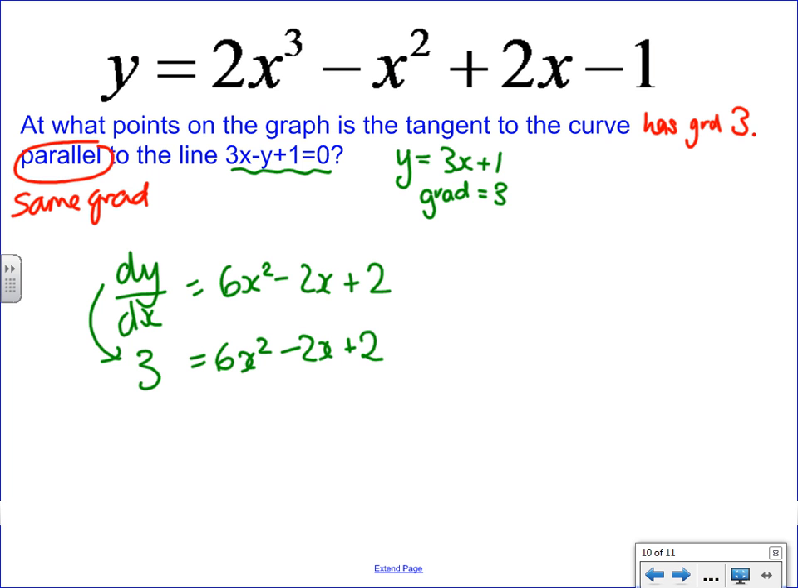Is this one going to be particularly nice? 6x squared minus 2x minus 1. I don't think that's very nice. No, that's not very nice at all. Sorry about that. We could use the quadratic formula, couldn't we? It's disgusting. I just hate it. Can I change your gradient again?